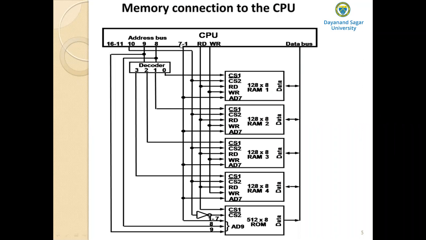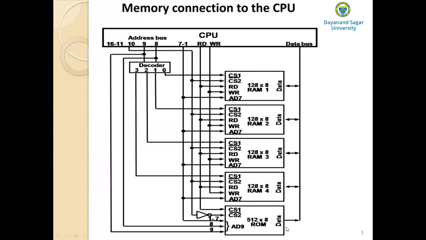So address lines 1 to 7 of the CPU are connected to the address lines of RAM 1, as you can see. Similarly, address lines 1 to 7 of the CPU are connected to RAM 2, and to the address lines of RAM 3 and RAM 4. Similarly, address lines 1 to 7, and 9 and 10. Sorry.